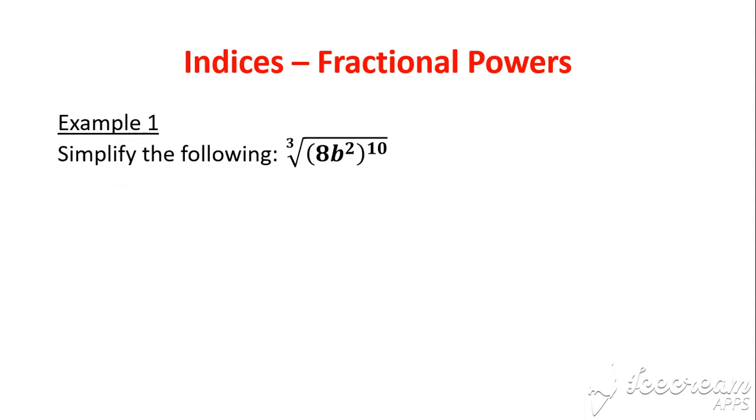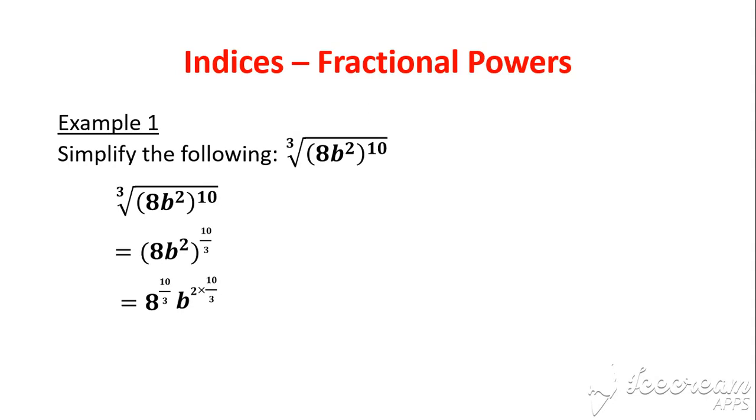Right, let's put this into practice with two examples. Here's example 1. Simplify the following: the cube root of 8b squared, all to the power of 10. So let's write this down here. We know that the cube root of something to the power of 10 can be written as something to the power of 10/3. The cube root becomes a third, so that's why we get 10/3. Now, let's take it and multiply out the brackets. So we have 8 to the power of 10/3, and then we have b squared to the power of 10/3.